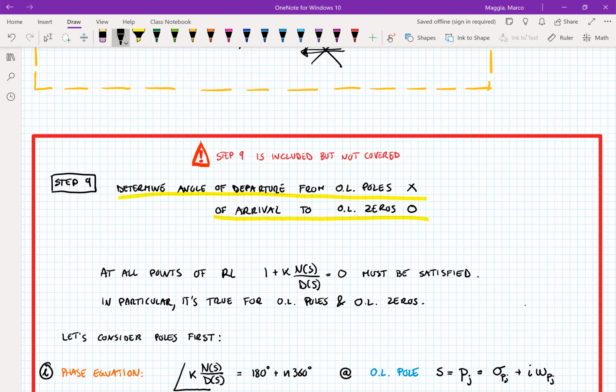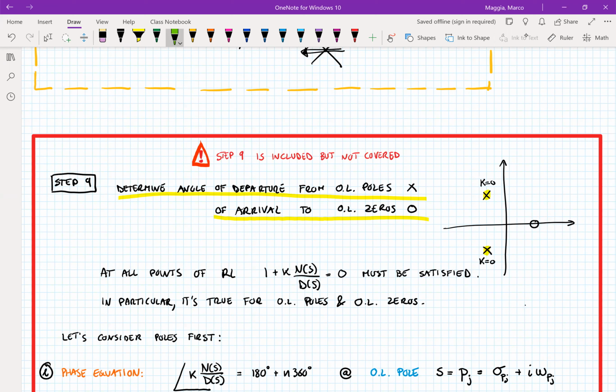So in other words, let's say in the complex plane, in step 2 or 3, I think 3, we mapped the open loop zeros and poles. And so let's consider this open loop pair of poles over here. Then you know that the root locus will start at this point because k is going to be equal to 0 at the open loop poles.